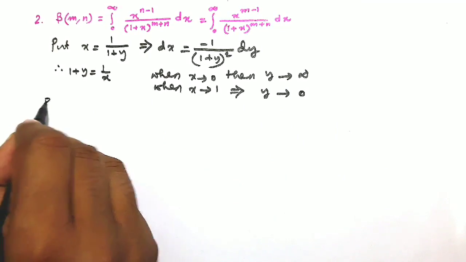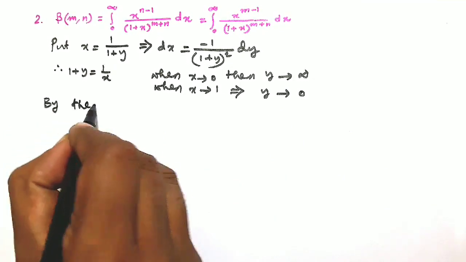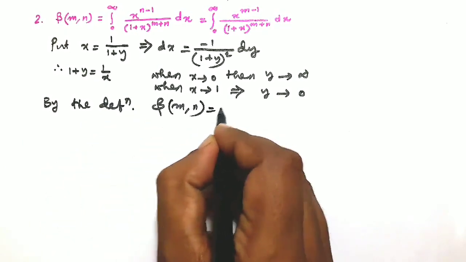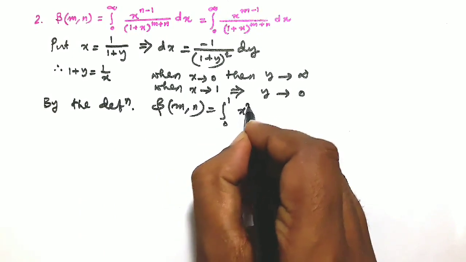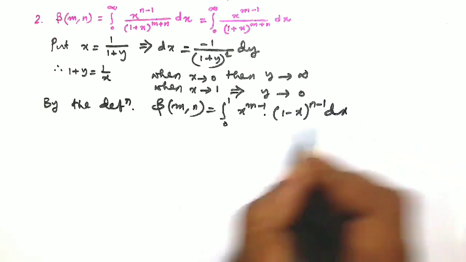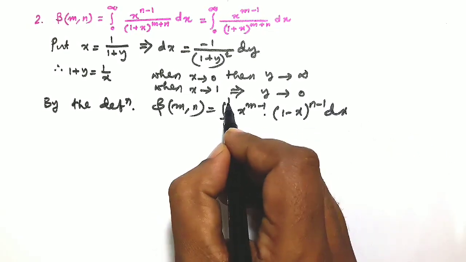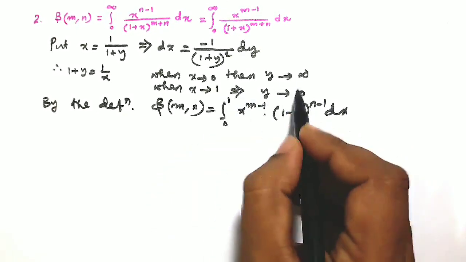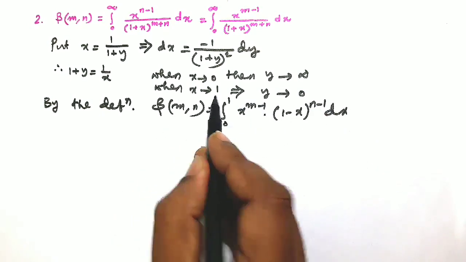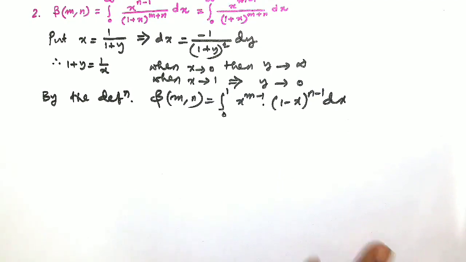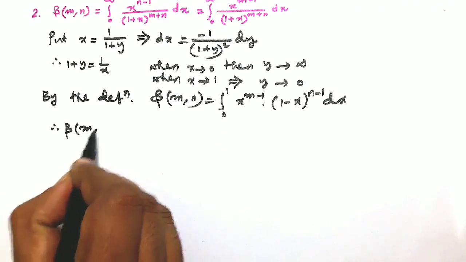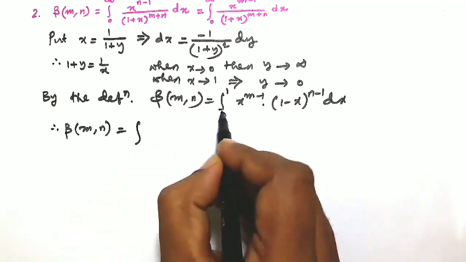So what is the definition of the beta function? By the definition we get beta(m,n) is equal to the integral from 0 to 1 of x to the power m minus 1 into (1 minus x) whole power n minus 1 dx. So here the lower limit is 0, the upper limit is 1. So we have actually changed the limits with respect to y: y is tending to infinity for x tending to 0, and y is tending to 0 for x tending to 1. Now friends, we write this expression now. Beta(m,n) is equal to the integral from 0 to 1.